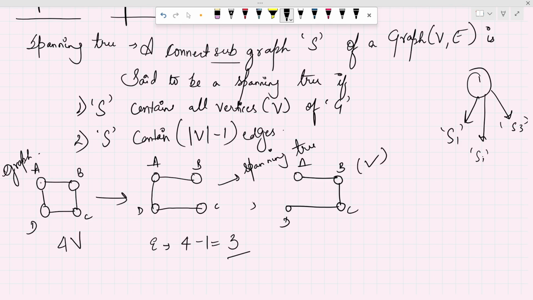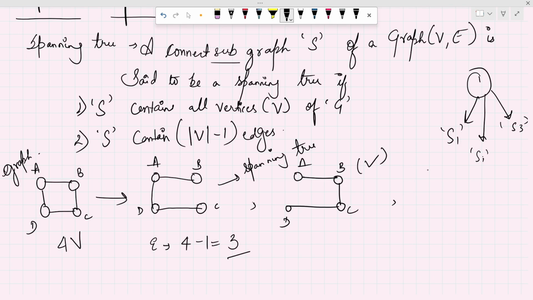There are 4 vertices in the main graph, and yes, the first condition is satisfied. The second condition says that edges should be vertices minus 1 in the main graph. So 4 vertices are there, and if we subtract 1, we get 3. In this graph we have 3 edges, and every vertex is connected. So now we can say that it's also a spanning tree.